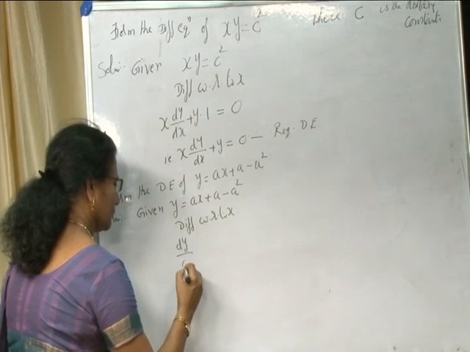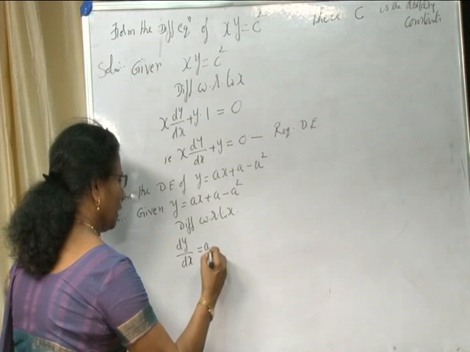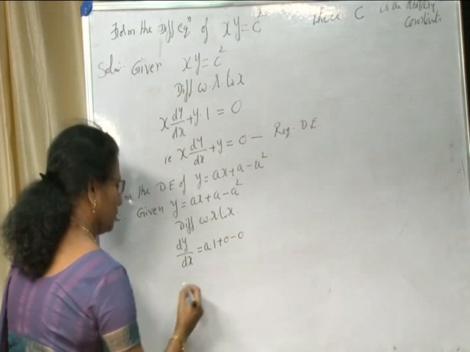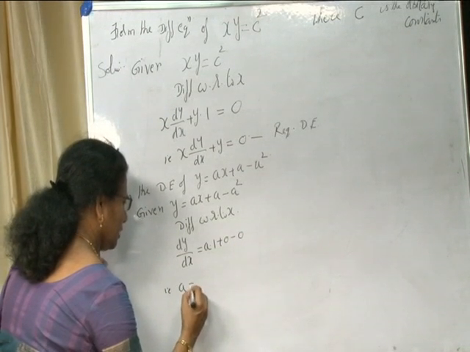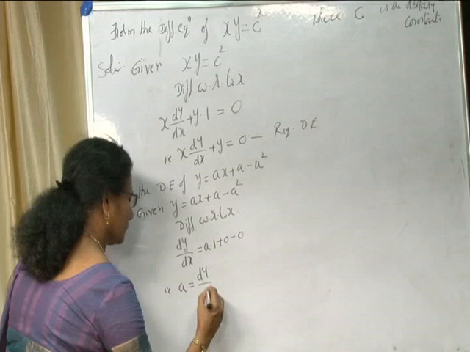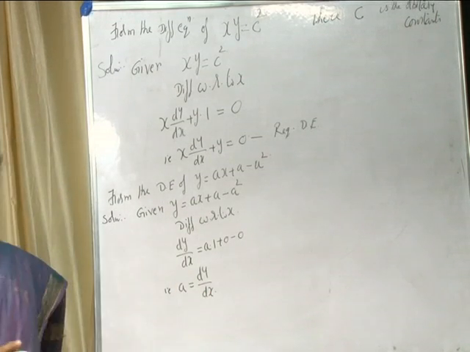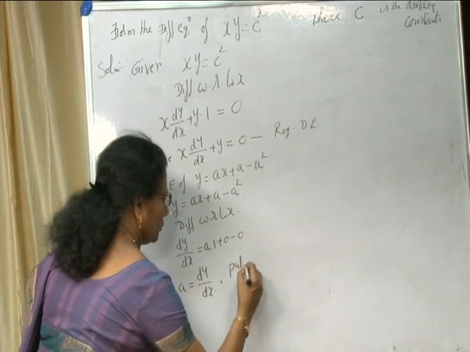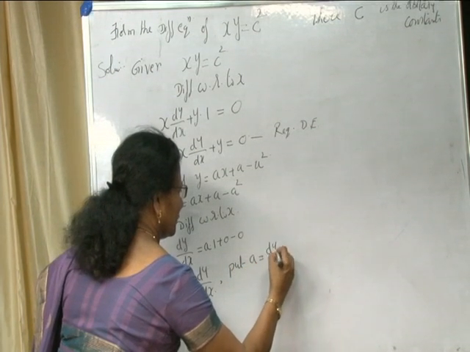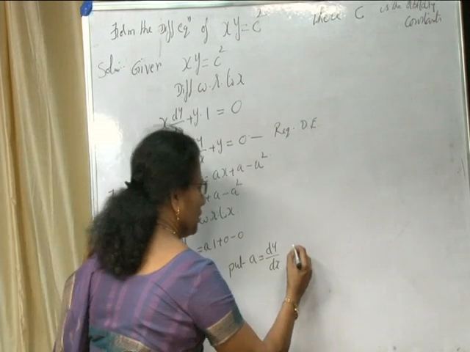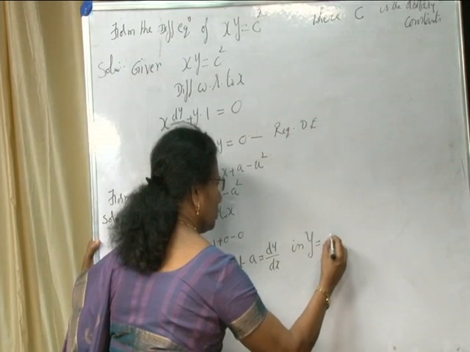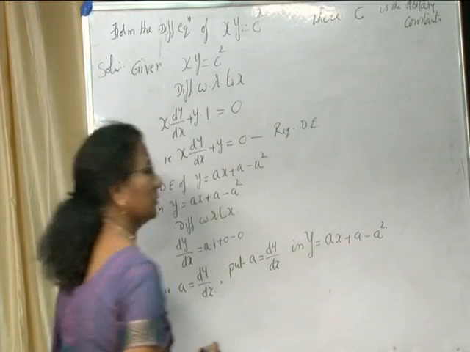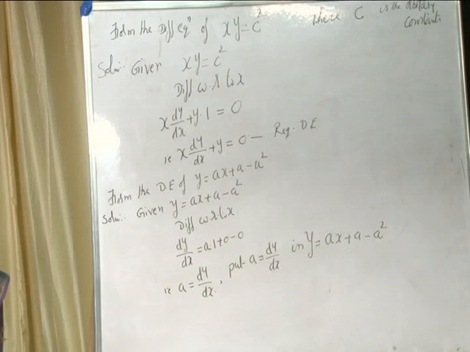dy by dx is equal to a, derivative of x is 1 plus 0 minus 0. That is, a is equal to dy by dx. Simple. Put a is equal to dy by dx in the original equation. y is equal to ax plus a minus a square. That is itself a differential equation.